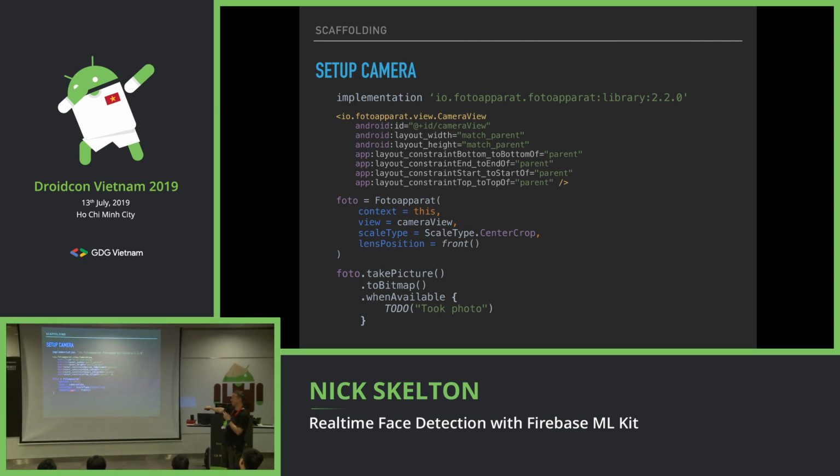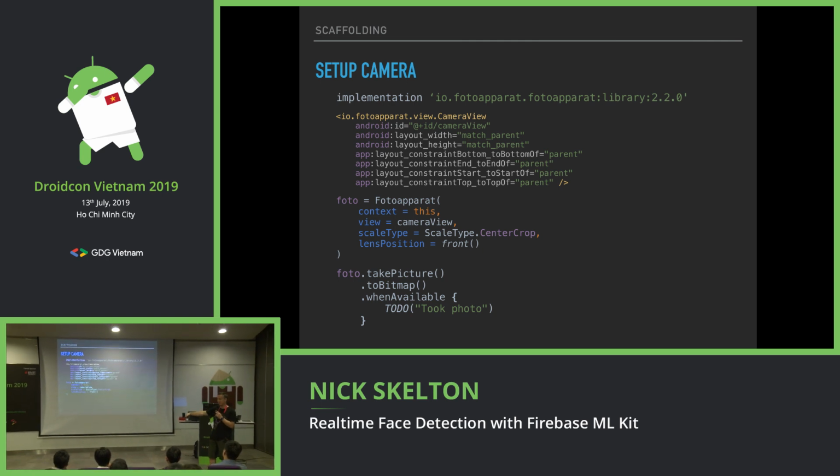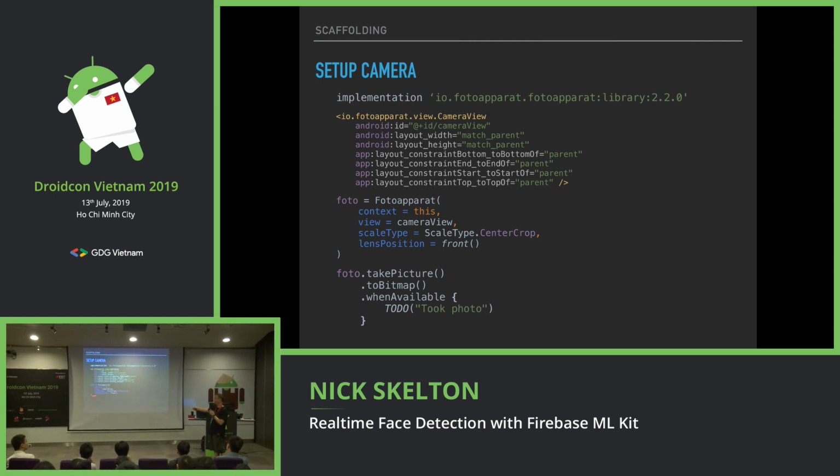How we're going to scale it, you would have seen that if you've ever used an image view. And the lens position. Are we going to talk to the front camera or the back camera? That's it. Like I said, there's lots of configuration options there. Not going to go into them. I'm going to show you the most simple, basic case. Now, take picture. To bitmap, when available, we have a bitmap. That's 4 lines of code.